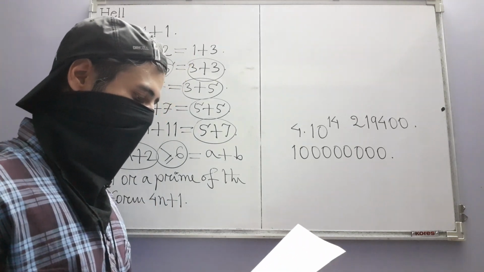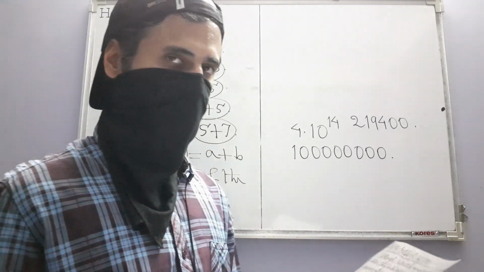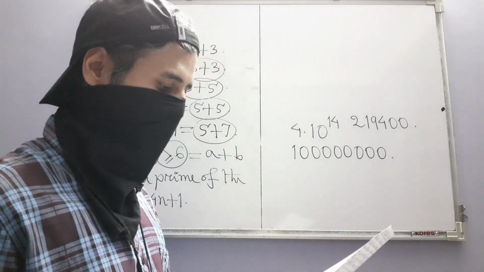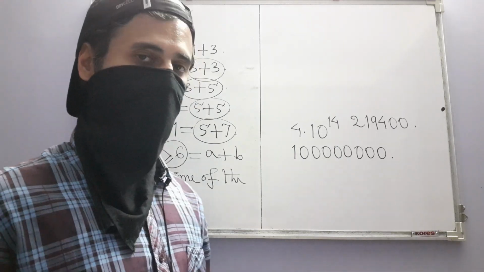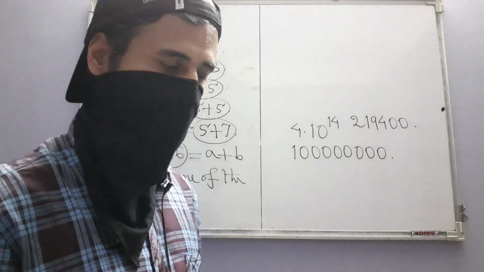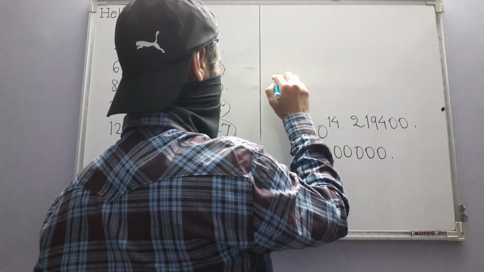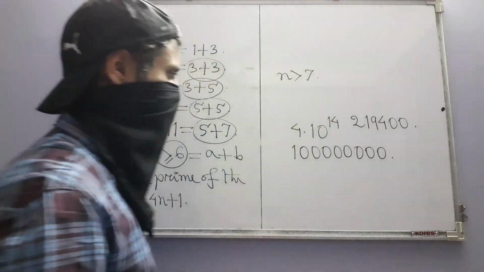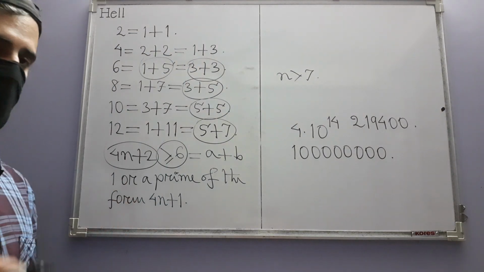Now, if Goldbach's conjecture is true, if it turns out to be true, then each odd number greater than 7 must be a sum of 3 odd primes. Suppose n is odd and n is greater than 7, and say Goldbach's conjecture is true.